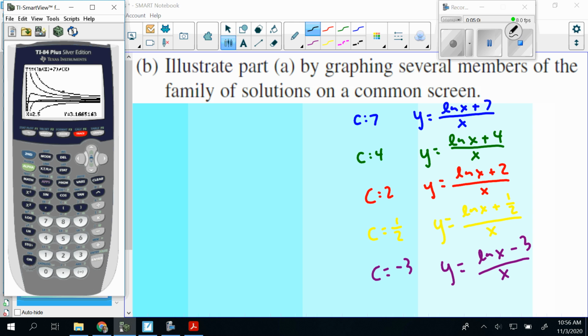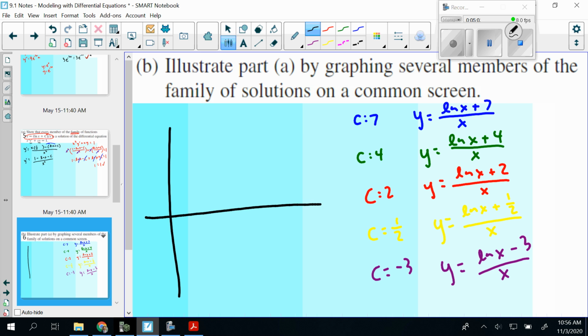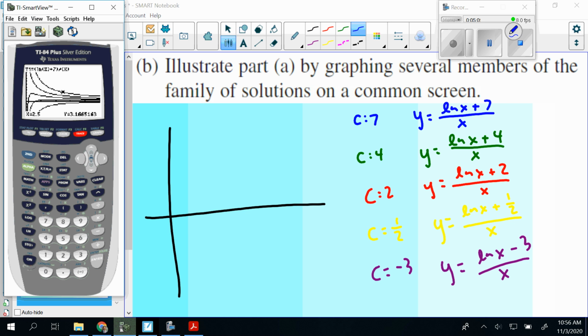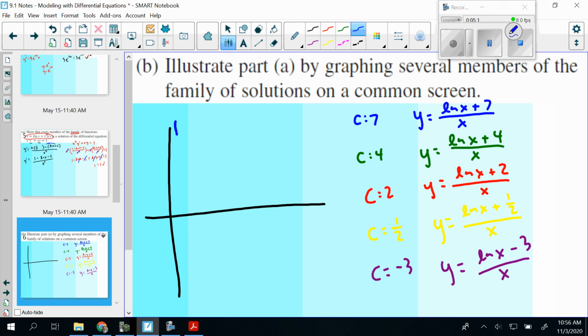So this one on top is, that was the one with +7. So this blue one, the graph kind of looks like this, and it keeps getting closer there.